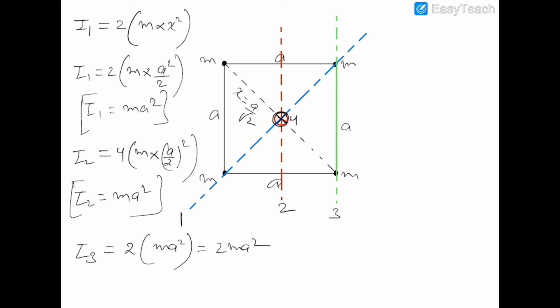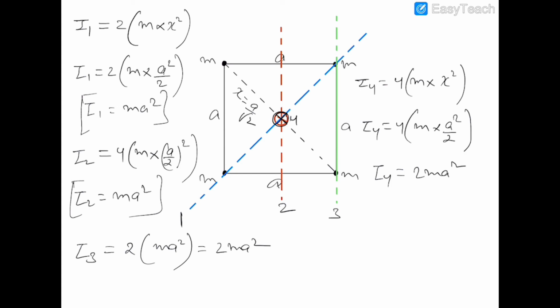And I4. I4 is the moment of inertia of the system about this axis which is passing through the center. You can again see that all of the masses are situated at the same distance of a by root 2 from the center axis. Therefore, the total moment of inertia would be 4 times the moment of inertia of any one of them. So I4 will be 4 times m into a square by 2. So I4 will be equal to 2ma square.